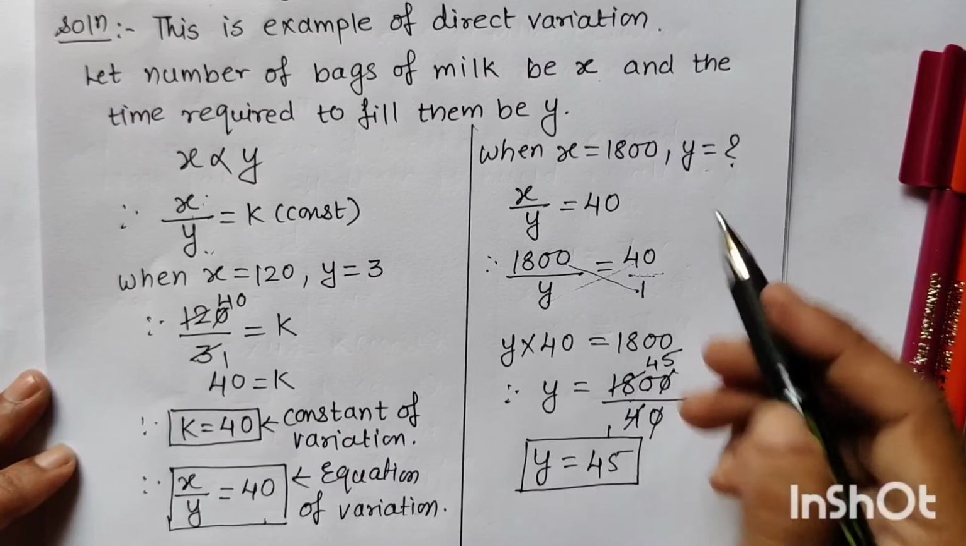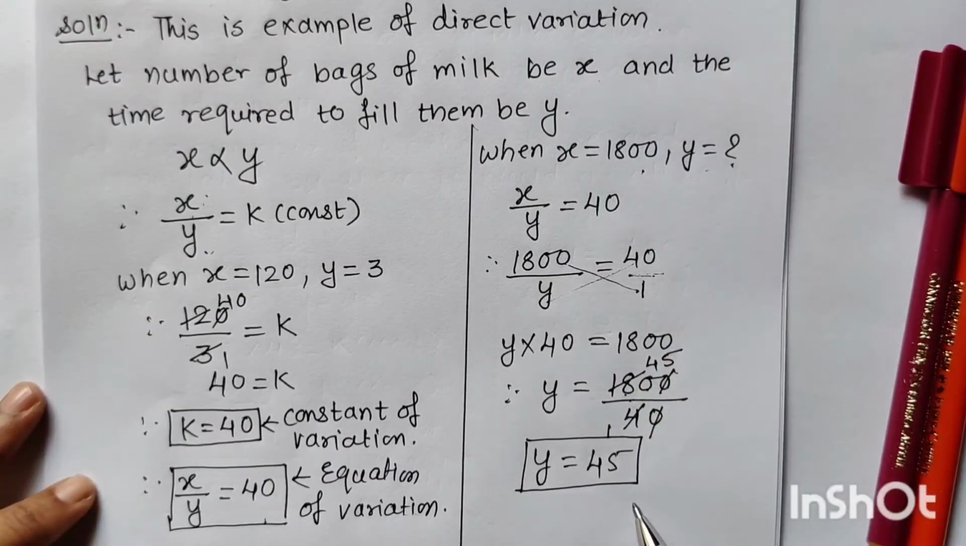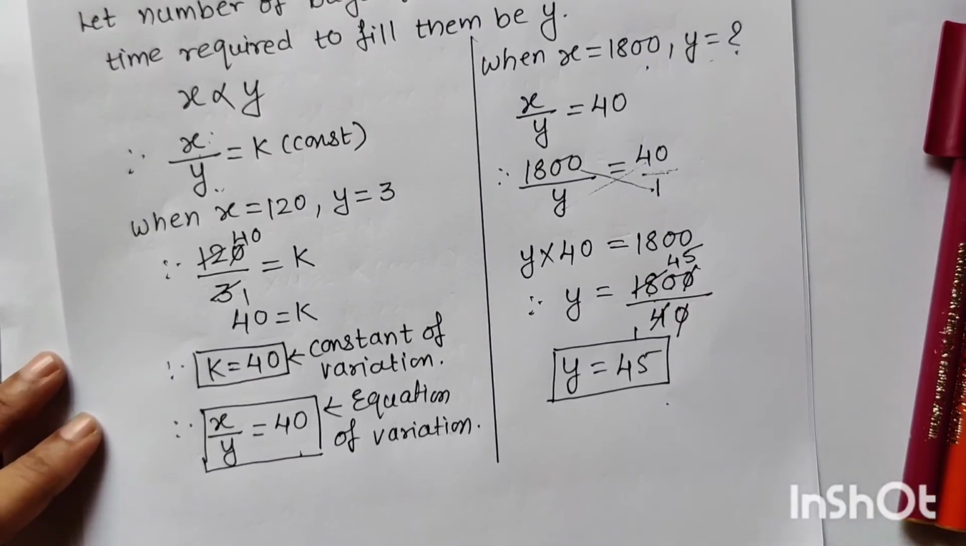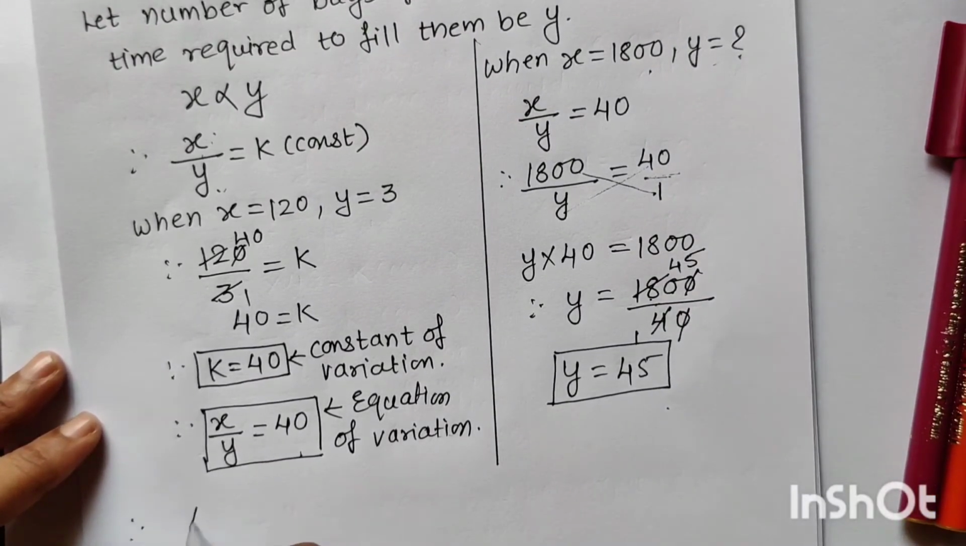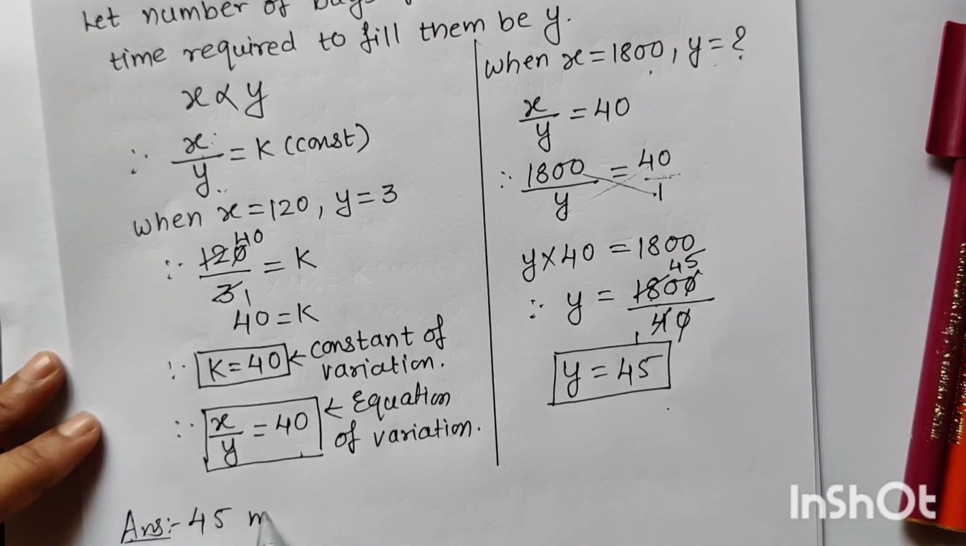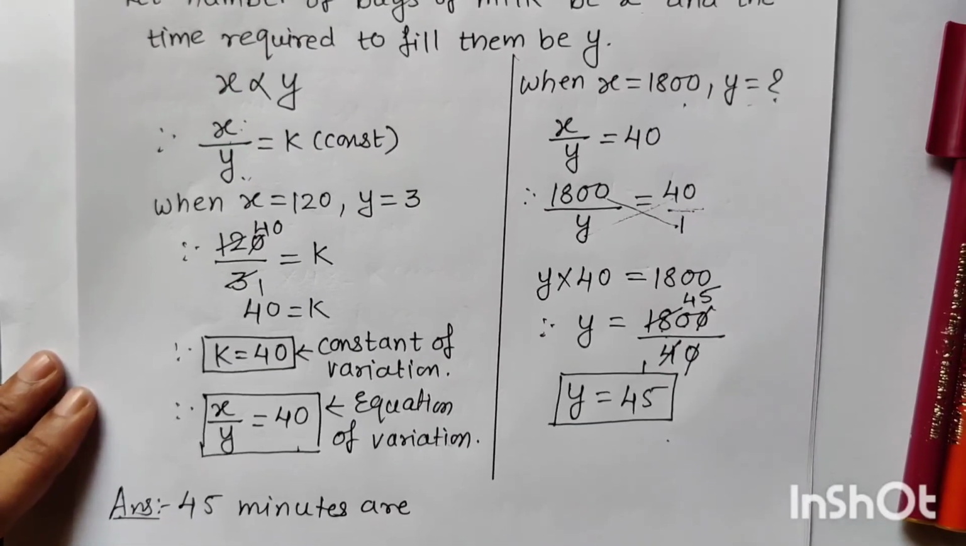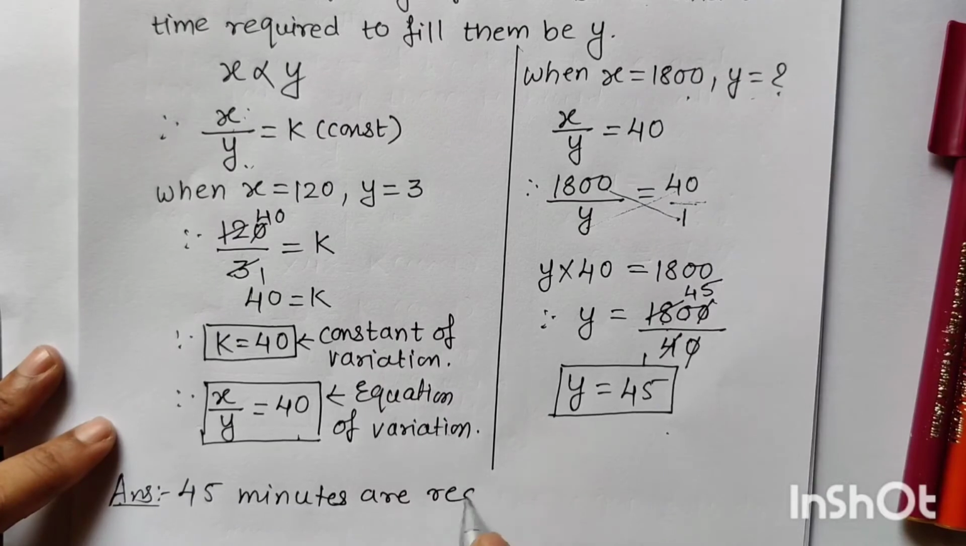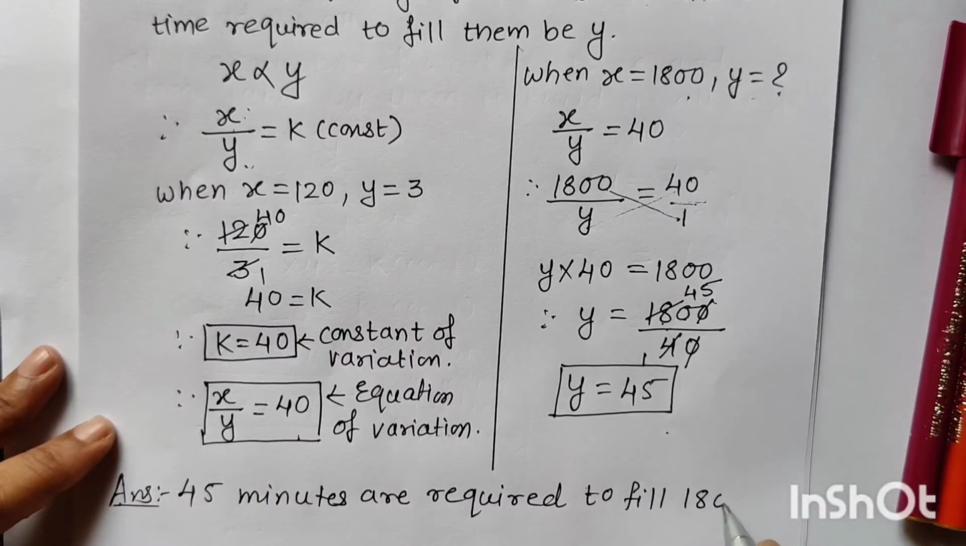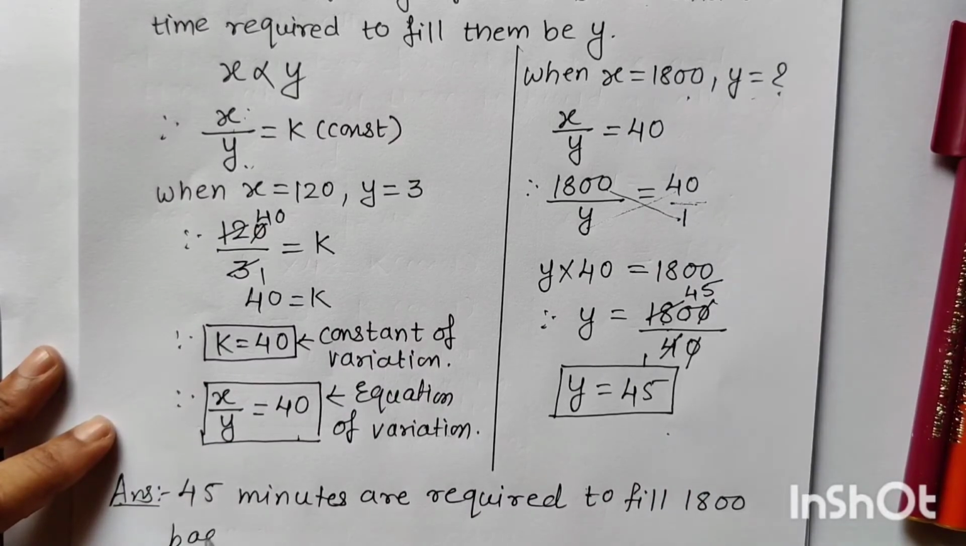That means for 1800 bags, we require 45 minutes to fill those bags. So, therefore, the answer statement we have to write. Always keep this in mind. 45 minutes are required to fill 1800 bags of milk.